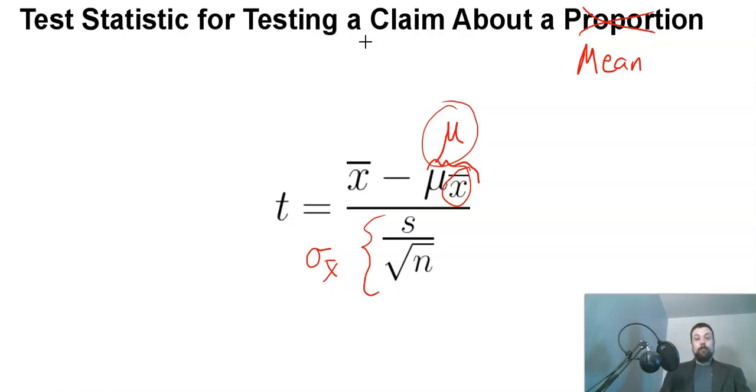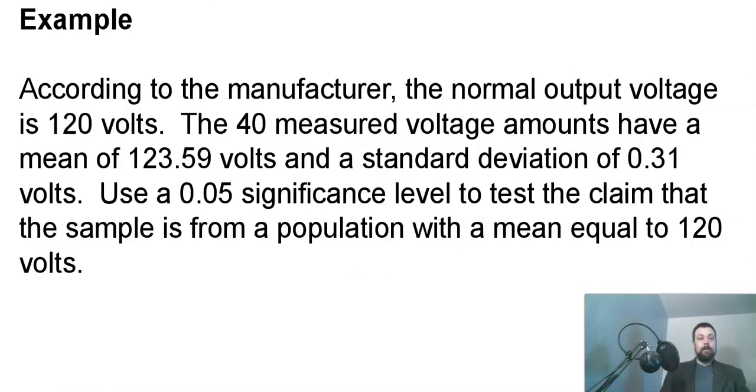Okay, so let's take a look at some examples. According to the manufacturer, the normal output voltage is 120 volts. There's really not a lot of detail here, so I have no idea what has a normal output voltage of 120 volts. So I'm assuming it's some kind of machinery, maybe like a power tool or something like that. The 40 measured voltage amounts have a mean of 123.59 volts and a standard deviation of 0.31. That's from the sample, right?